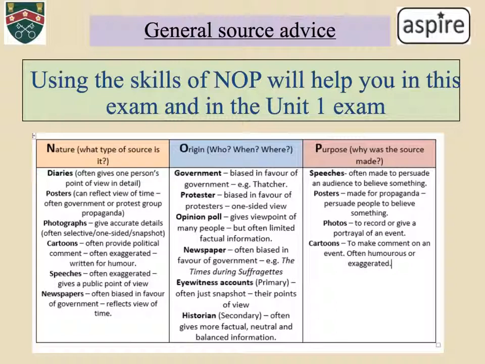The purpose of a source means why was the source made? For what reason? What was it intended to do? So for example, was a poster designed to help a government win power again? Was a speech made to gain publicity for a cause? And this can often help you to understand whether a source is reliable. Question 2 in the protest exam has a real focus on purpose.